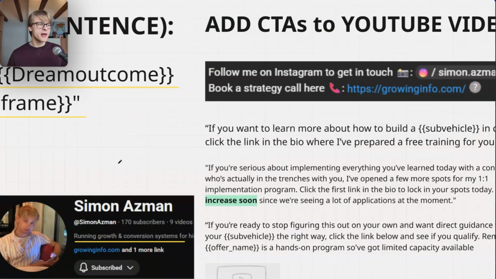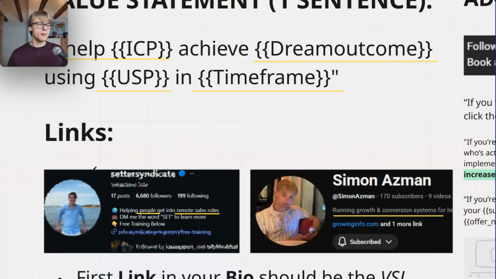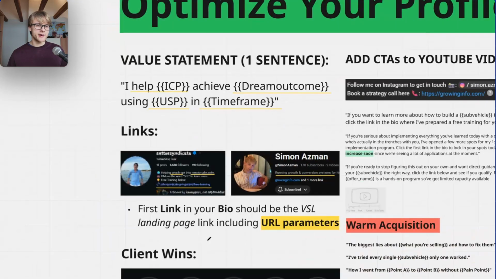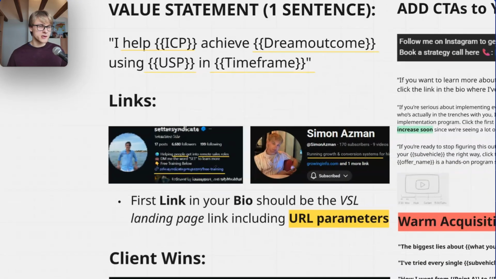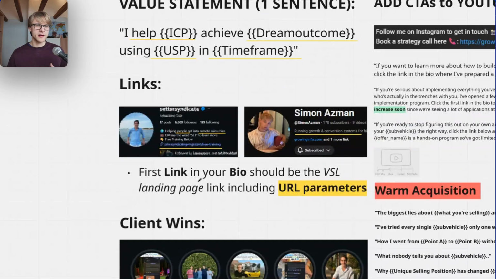Then what we want to do is add the link to our VSL page in our bio, as you can see over here for one of our clients. What we didn't do for this link, by the way, because it's the warm link in general and we're currently tracking our warm link with another URL automation, but what you generally want to do is include URL parameters as well. So URL medium should be Instagram here, and then your URL content would probably be link in bio.